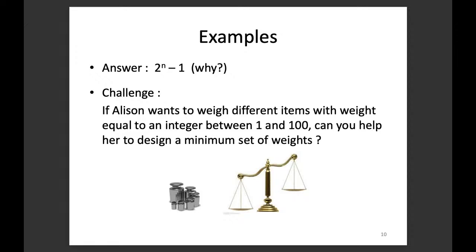right? Using this observation, we see that if we have the measuring weights of 1, 2, 4, 8, 16, 32, and 64, we can use these 7 measuring weights to measure objects of weight starting from 1, 2, 3 up to 127. So this will be something that we can use to solve Allison's problem.